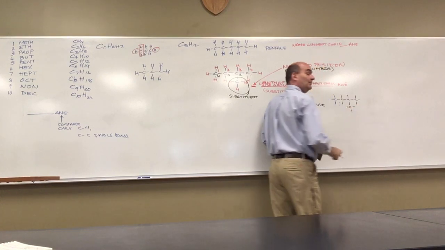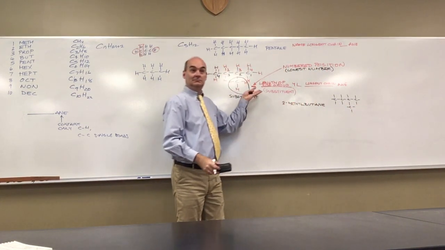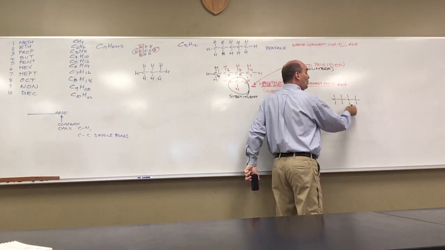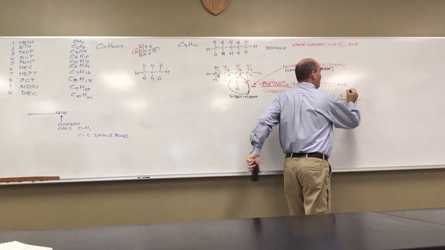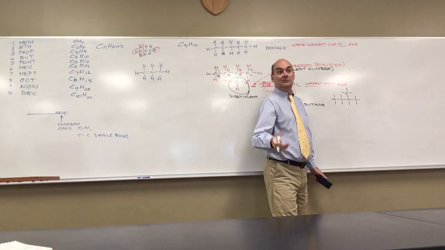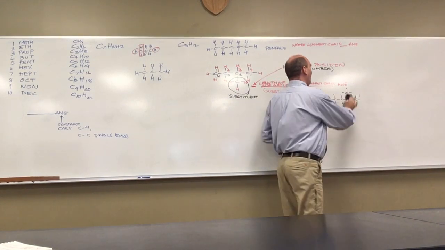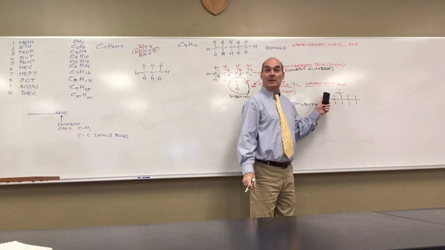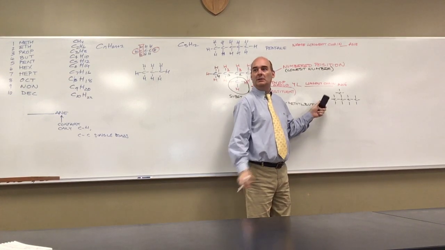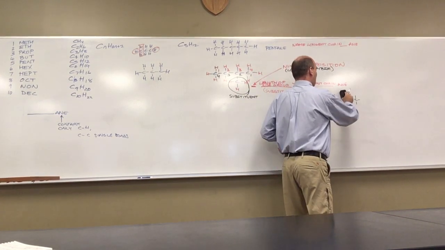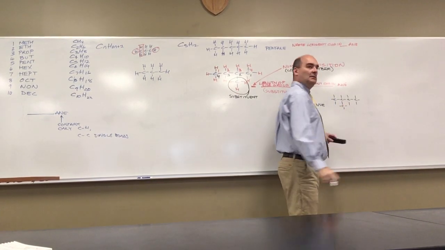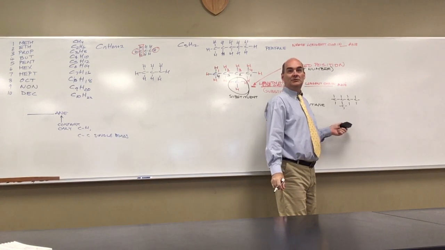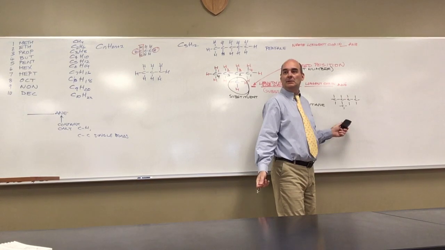So I could put it here, and that would make me 1, 2, 3, 4, 2-methylbutane. Or I could put it here, and that would make me 2-methylbutane. Or I could put it here, and that would make me 2-methylbutane, which just leaves me here, and that's called 2-methylbutane. So it looks like I've found all the possible answers then.